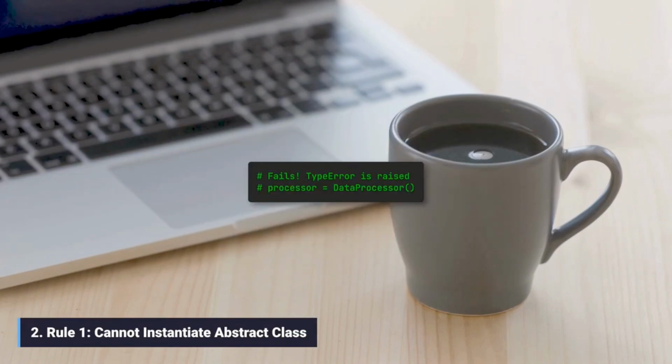2. Rule 1. Cannot instantiate abstract class. The most fundamental rule of an abstract class is that you cannot create an object directly from it. If you try to instantiate DataProcessor, Python immediately raises a TypeError. This ensures that the class remains a blueprint and forces developers to use only the complete, implemented subclasses.